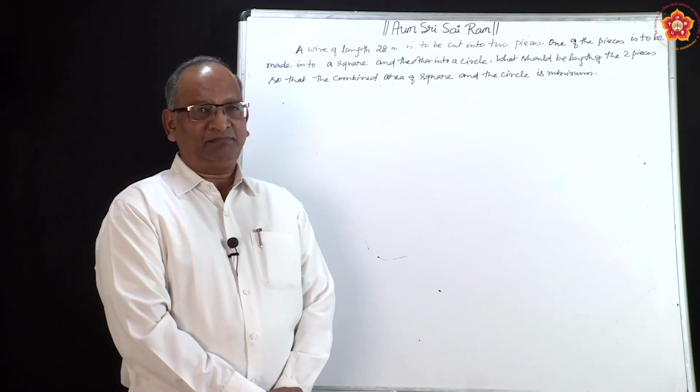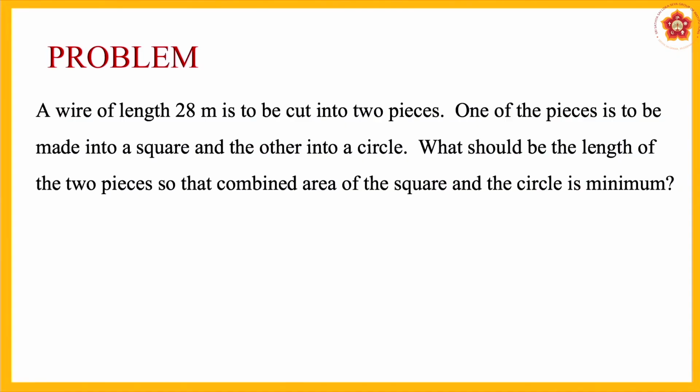For example, let us begin with this problem where he says that a wire of length 28 meters, let us say there is a wire which is 28 meters long, is cut into two pieces, not in the middle. He is asking where it should be cut. Basically, one of the pieces is to be made into a square and the other into a circle. What should be the length of the two pieces so that the combined area of the square and circle is minimum?